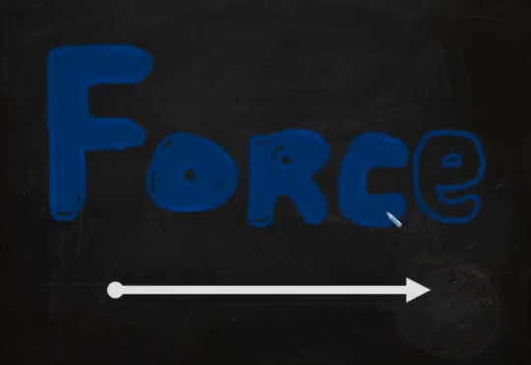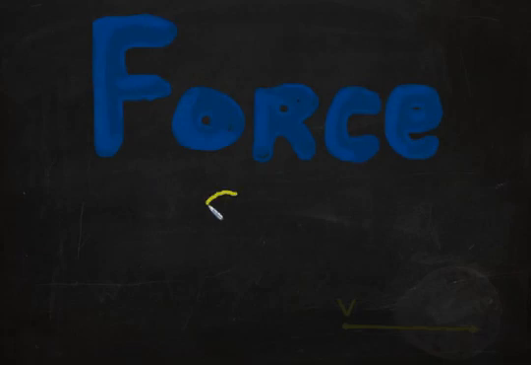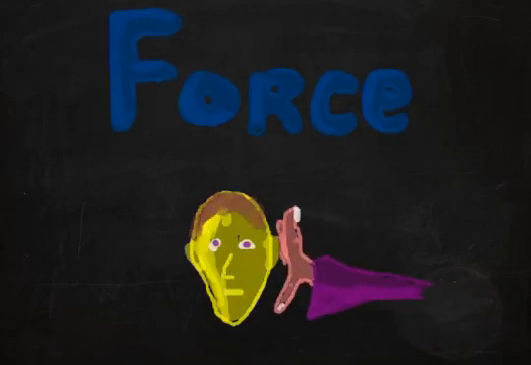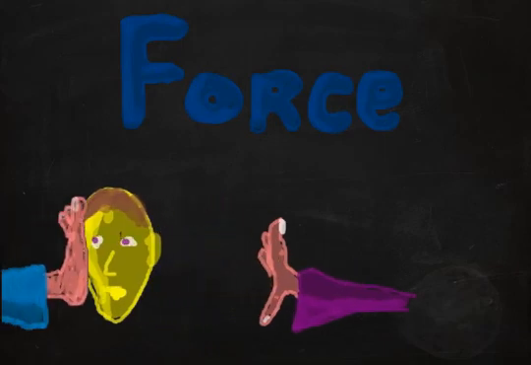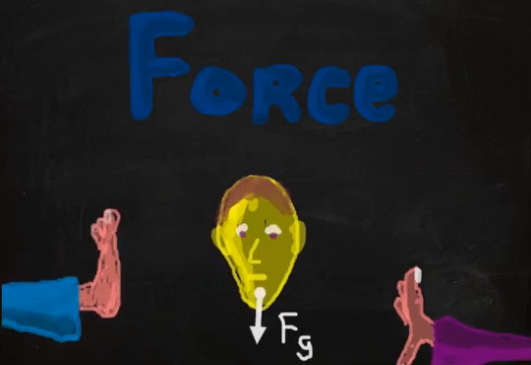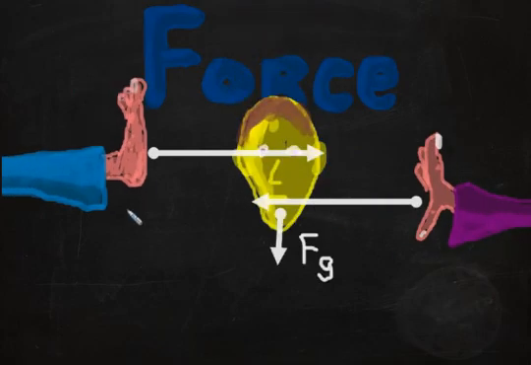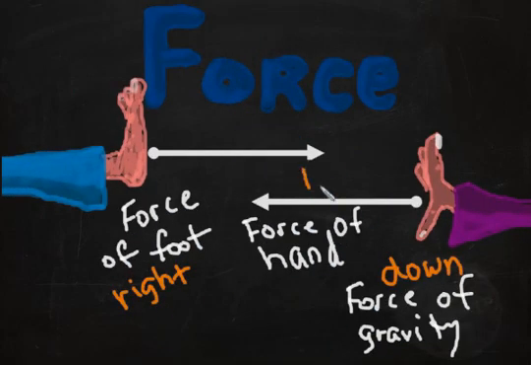Force is a vector. It has direction and it causes acceleration. If I push you to the left, you will accelerate to the left. If I push you to the right, you accelerate right. Gravity is a force that pulls you down, so you accelerate down. Force has direction. It is a vector.